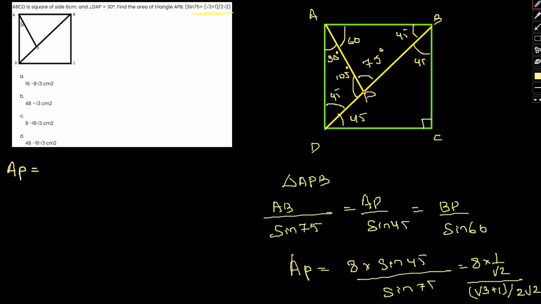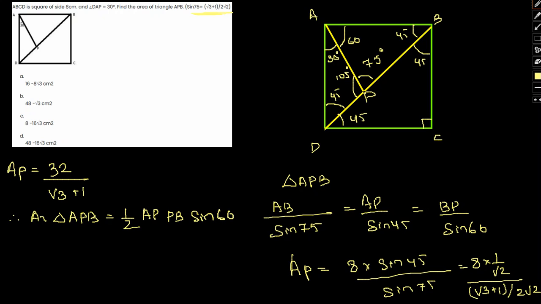Okay, so in this regard we can write AP as equal to 32 by root 3 plus 1. Okay, so therefore area of triangle APB can be given by half AP PB sine 60. Okay, you can write this, so therefore if we solve the same, it is 48 minus 16 root 3 centimeter square. This will be our answer, option D.